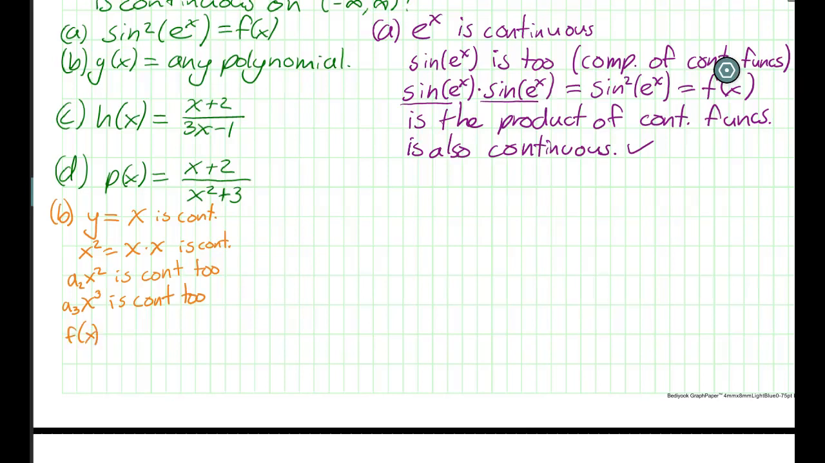You can say that, we're calling it g here, g of x equals a to the n times x to the n is just the product of n continuous functions, so that's continuous, and then you can add that to however many other terms you want.